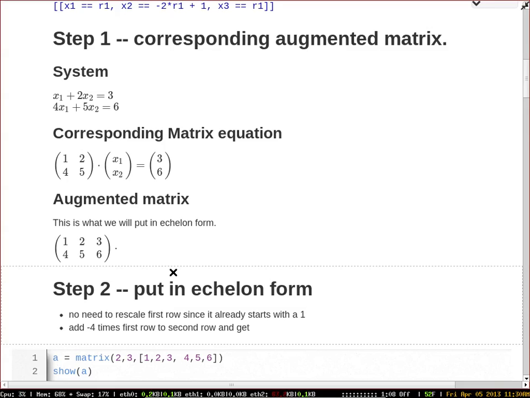Yes? Sure, let's divide the bottom row by minus 3. And now we'll get 1, 2, 3 on the top, which doesn't change, and 0, 1, 2. Great. Okay, what do you want to do next? I'm putting this in reduced row echelon form. Somebody else.